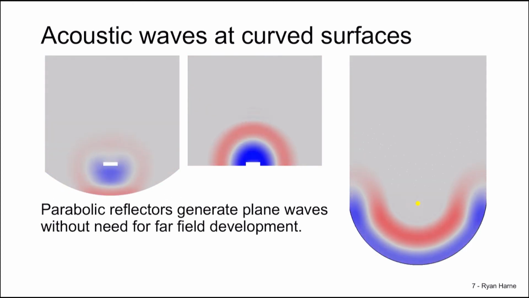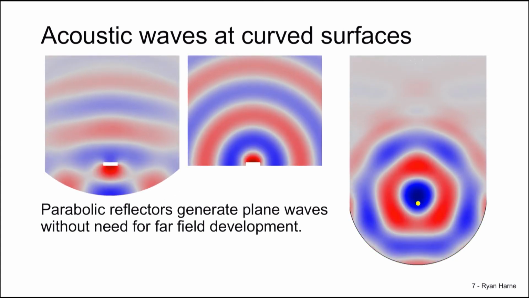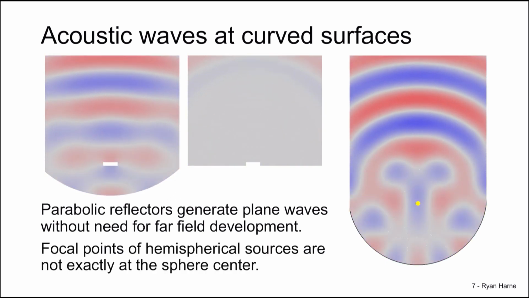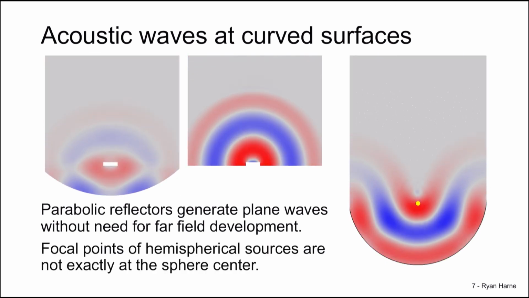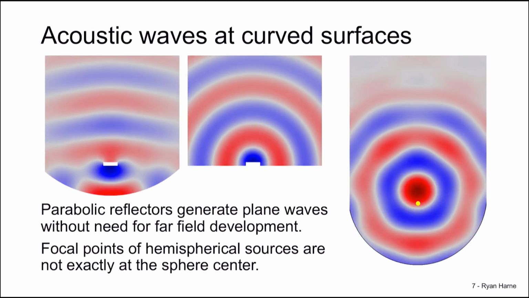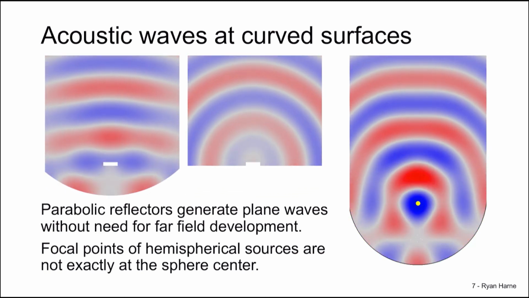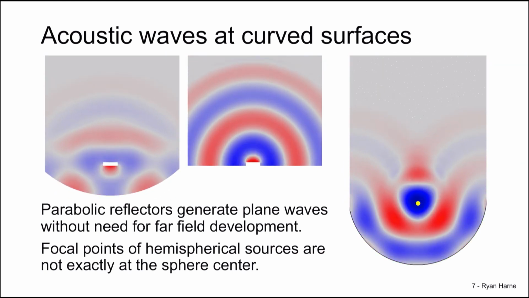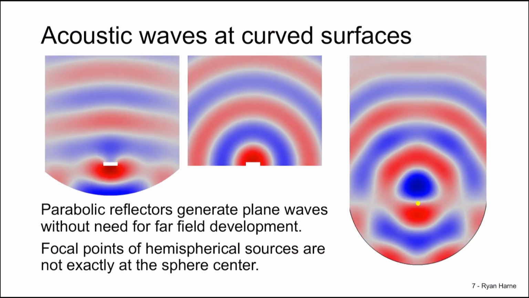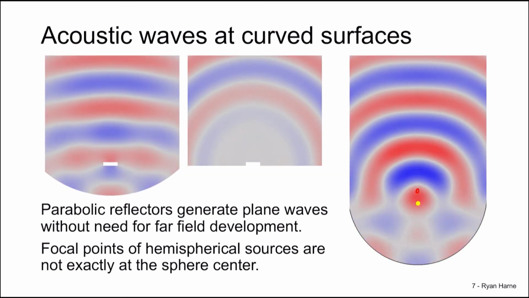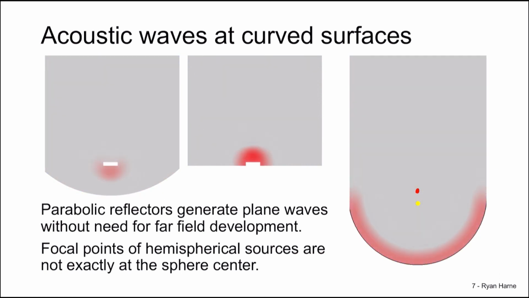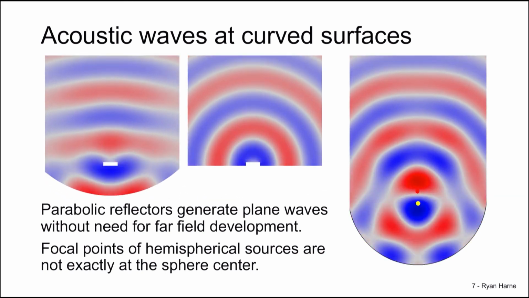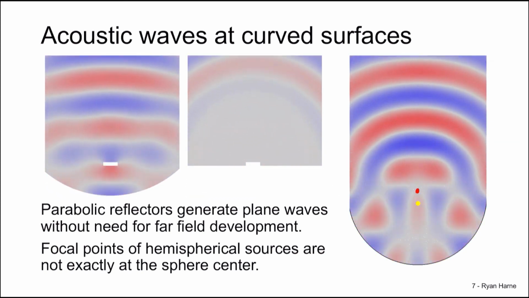In an additional example, we can take a hemispherical or spherical radiator. Here we see that the focal point is where the sound is increased for this hemispherical or spherical radiator. But we do see that the focal point is not exactly the sphere center. The sphere center is shown as the yellow dot in the animation, but the focal point is slightly displaced from that yellow dot. And this is quite common. If we have a perfectly complete hemisphere, the focal point will, in fact, occur at the hemisphere center.